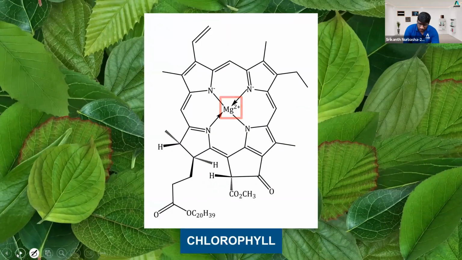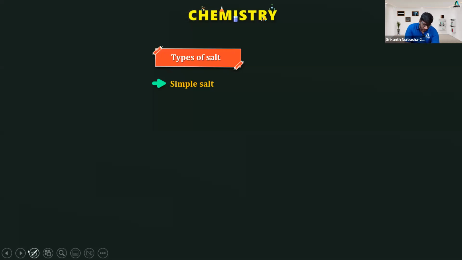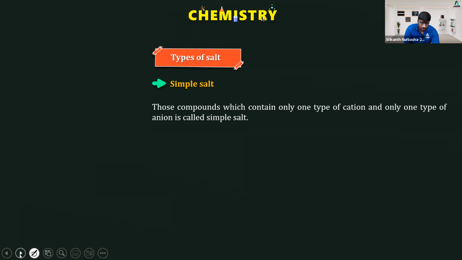Yeah, we all know what is salt, students. Simple salt. Salts are those types of compounds which contain one type of cation and only one type of anion. If a particular salt contains only one type of cation and one type of anion, then that is called a simple salt. You all might have done the salt analysis, yes or no, in your 11th and 12th standards, where you have figured out the type of anions and type of cations present. If only one type of cation and one type of anion is there, that is a simple salt.